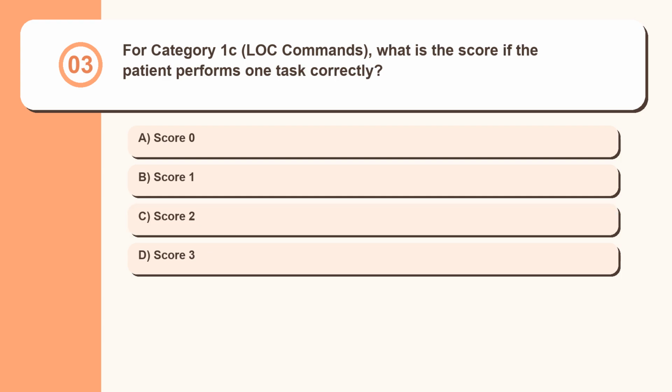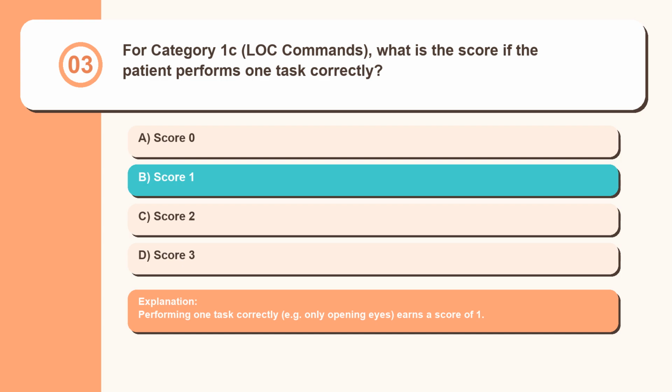Question 3. For Category 1C, LOC commands, what is the score if the patient performs one task correctly? Score 0, score 1, score 2, score 3. Performing one task correctly, e.g. only opening eyes, earns a score of 1.